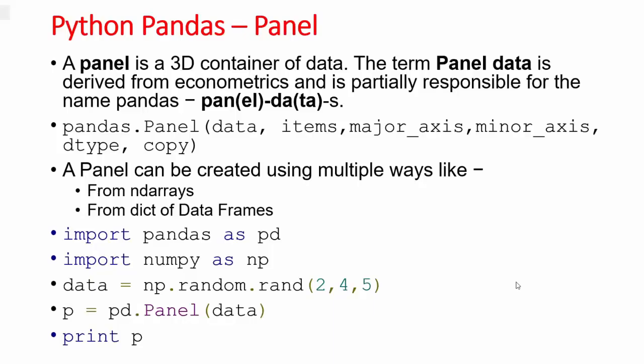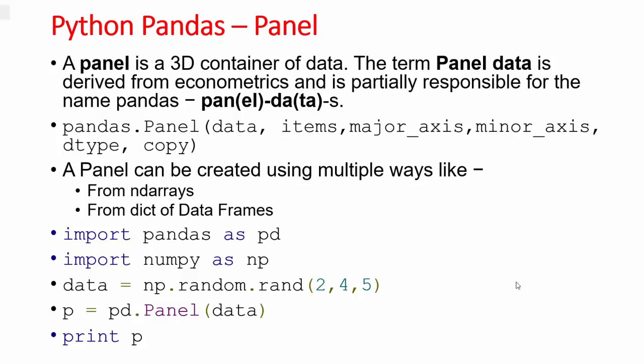Our next data structure is panel. Panel is a 3D container of data. It is in the form of 3D type. As we saw previously, a series is one dimensional, a data frame is two dimensional, and a panel is three dimensional.